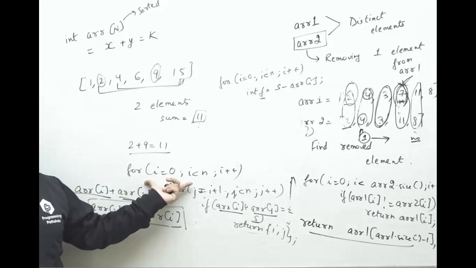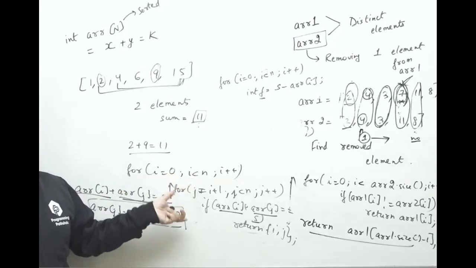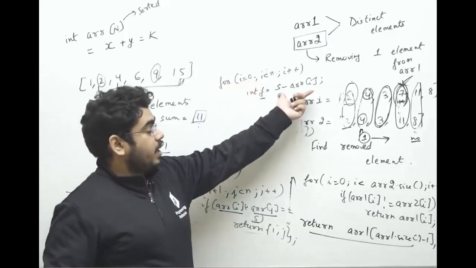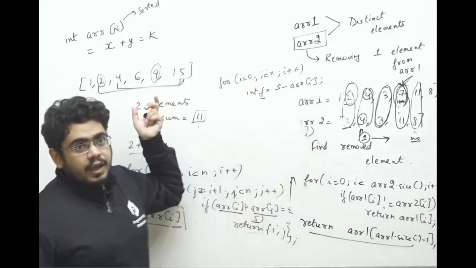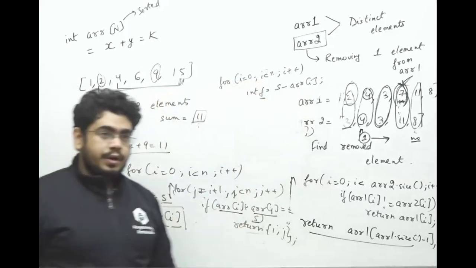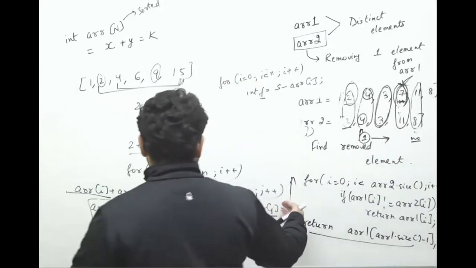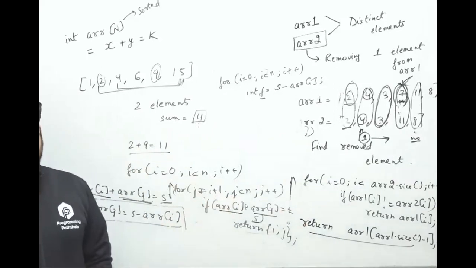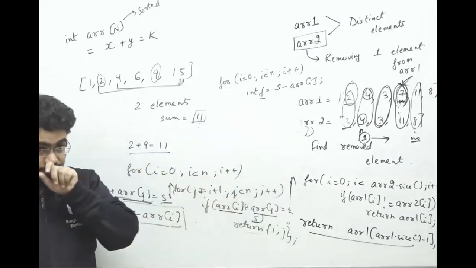So if I am running the first loop, which fixes i, I don't need to run a second loop. I can simply calculate the element that I want to find, which is S minus array[i], and binary search it on the remaining part because the array is sorted. Are you able to understand that? So this second loop will no longer be a loop, but a binary search, because I have the element that I need to find.